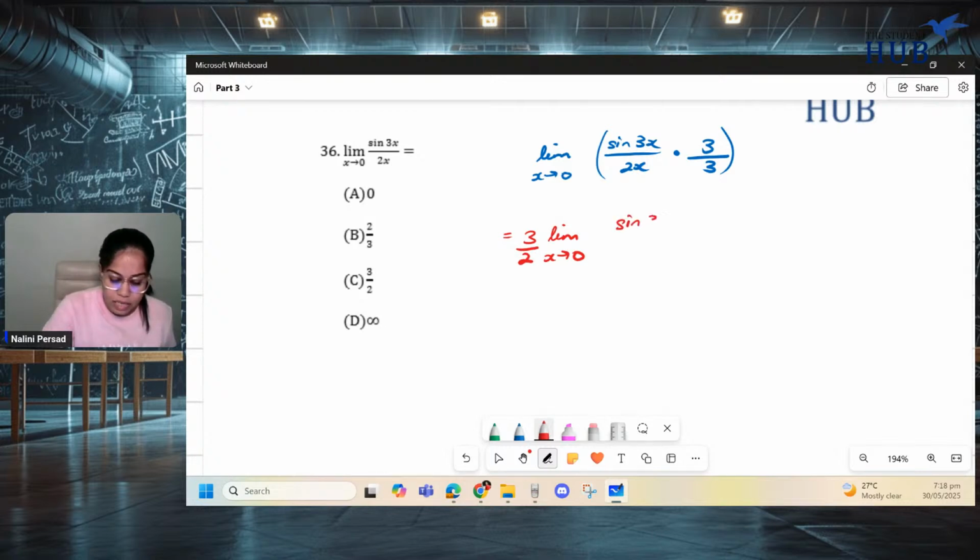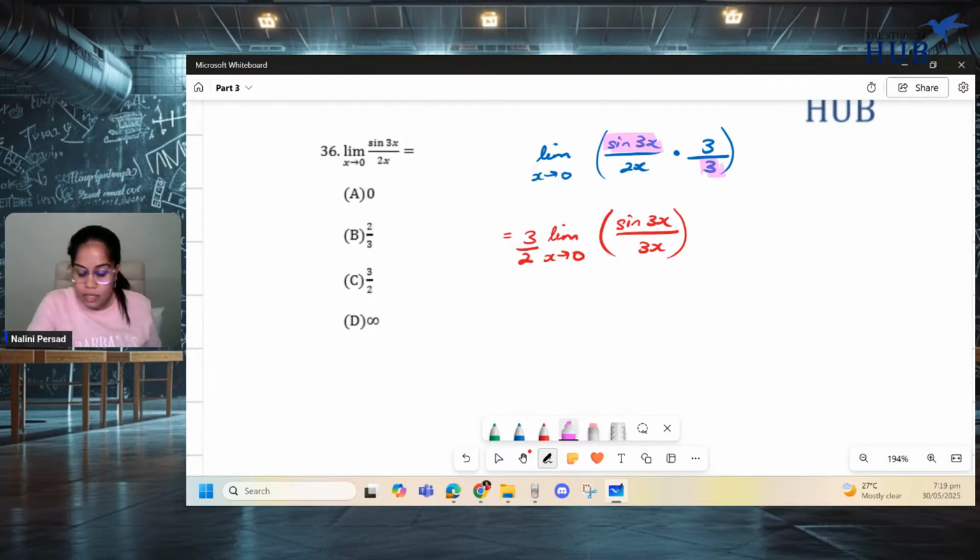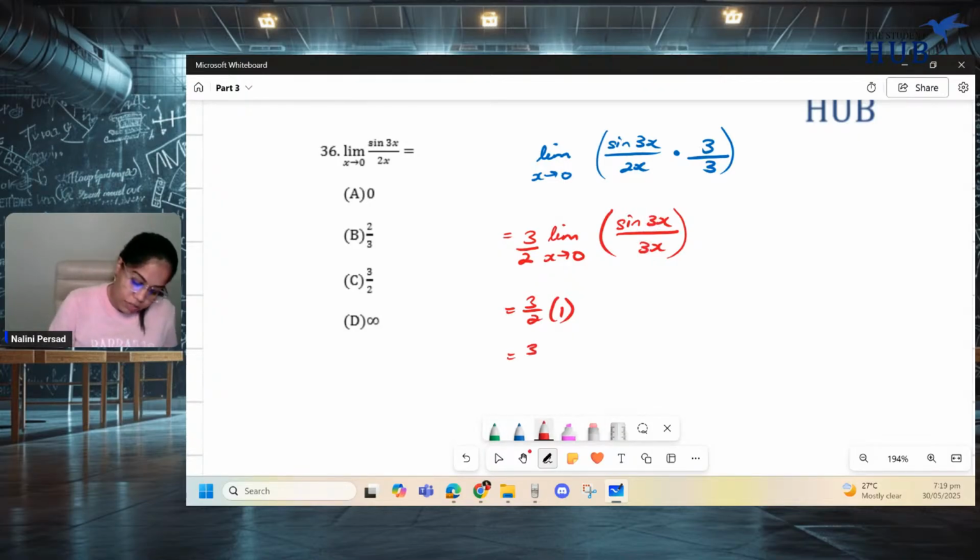So what am I left with? I'm left with sine 3x, and this 3 comes here now. Everything is being multiplied. 2 multiplied by x by 3. Right? So this 3 came in front of the limit. This 2 came in front of the limit. And this got kept behind. So this here is your special limit, which is equal to 1. Right? As long as the coefficients here match up, that entire special limit is equal to 1. So we have 3 over 2, which is option C.